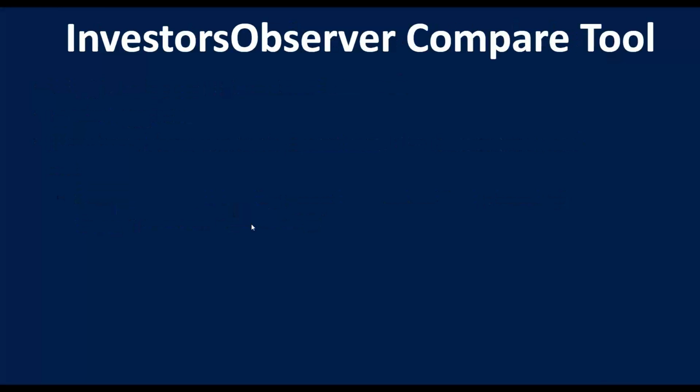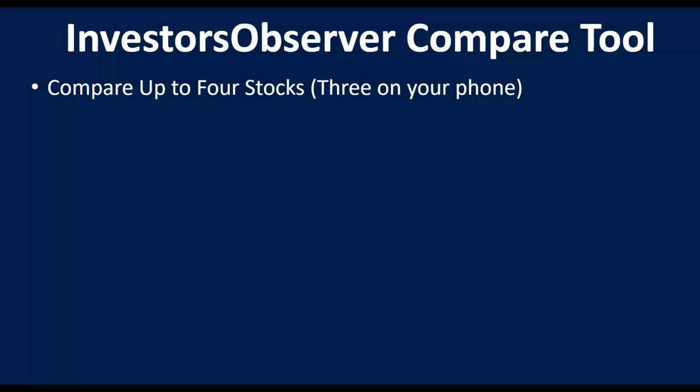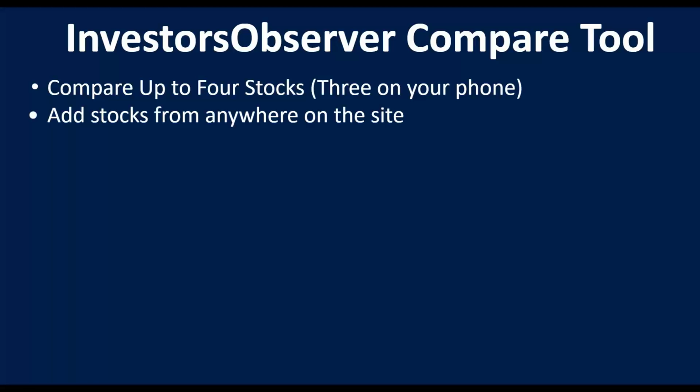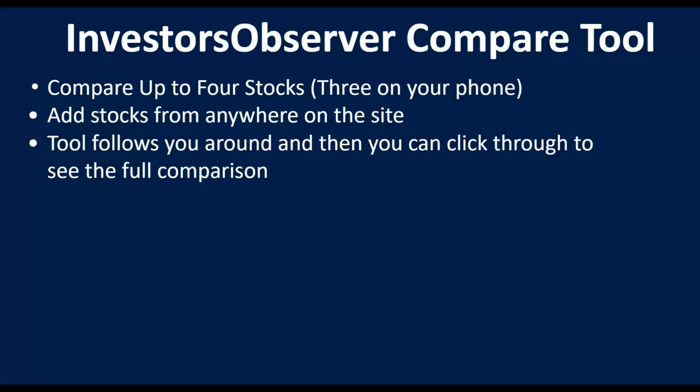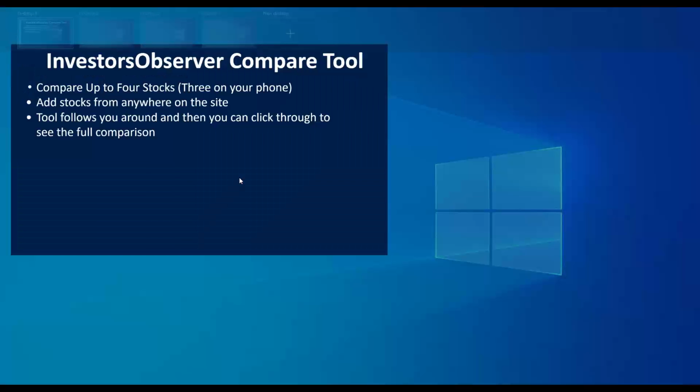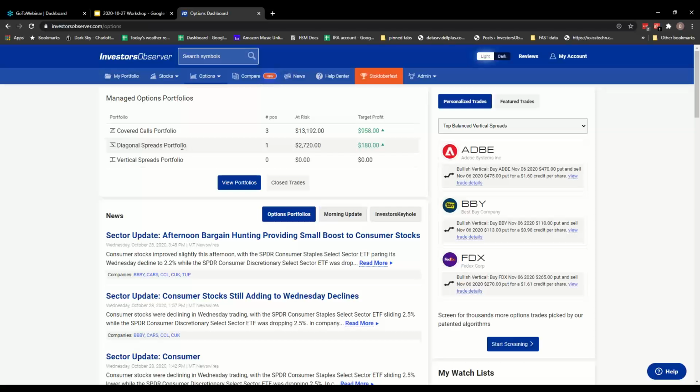All right, so the big news at Investors Observer since the last time we talked 3 weeks ago is the Investors Observer Compare tool. It lets you compare up to 4 stocks, 3 if you're on your phone. Your phone is not as wide as your computer screen, so we just couldn't figure out a way to get 4 on there. You can add stocks from anywhere on the site. The tool will follow you around and let you click through to see the full comparison. All right, so before we go too much further, let's go to the website.